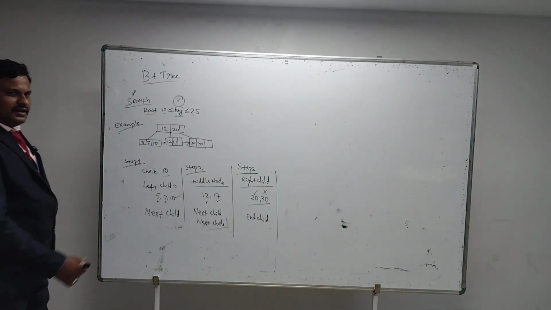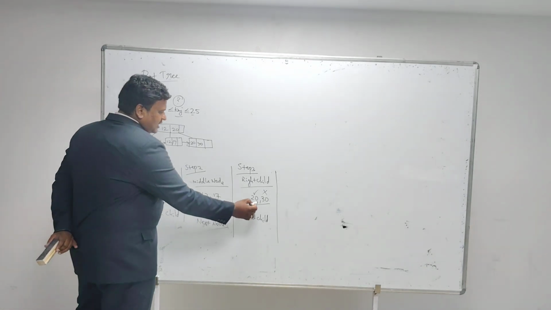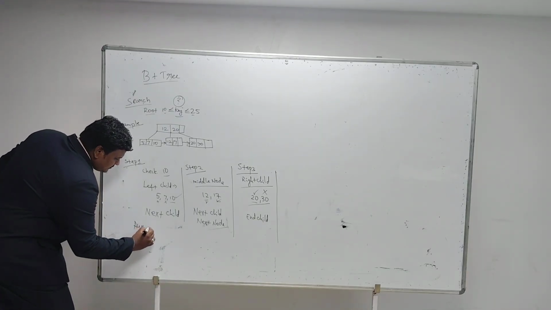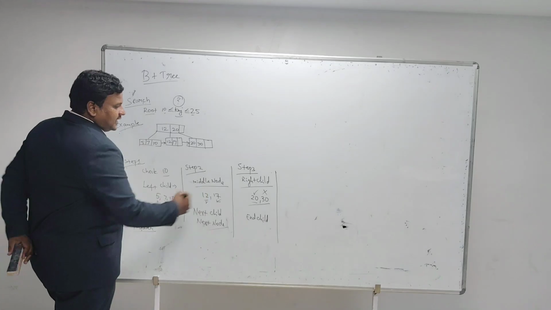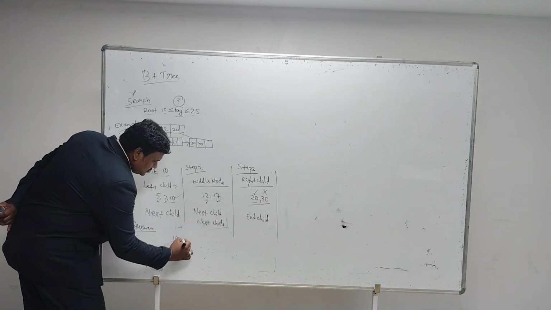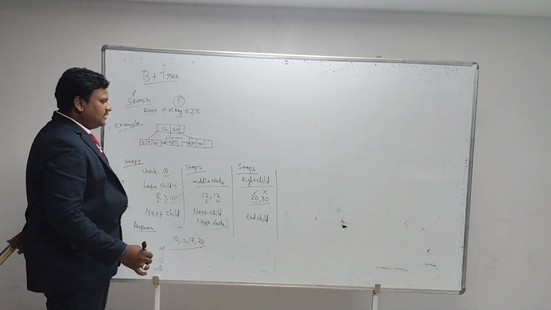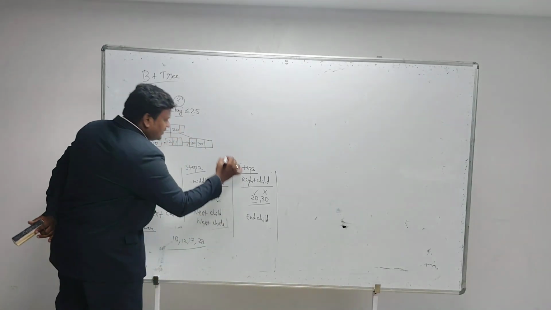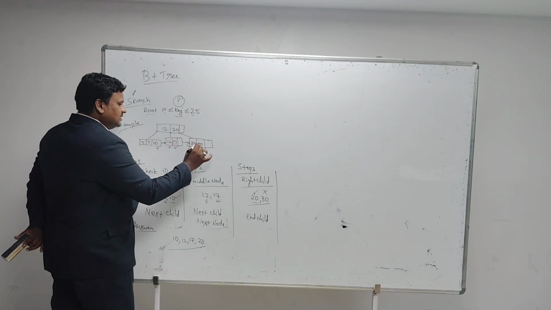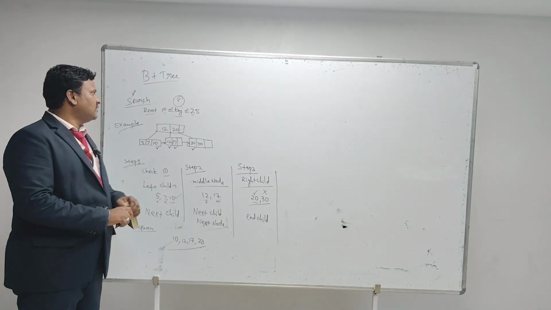Okay, so now we have taken the keys that we selected: 10, 12, 17, and 20. So what is the answer? The final answer is the range of keys: 10, 12, 17, 20. All of this comes in the leaf nodes. Okay, so now you have an idea how to search your expected range from your B plus tree.